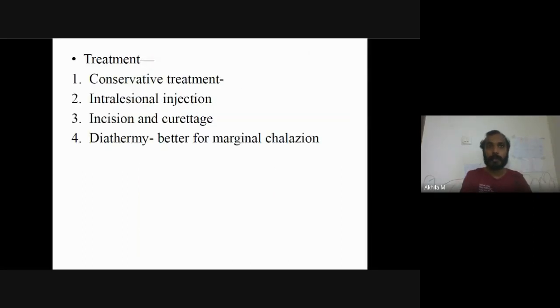Then what treatments can we advise? Some conservative methods, like applying hot water fomentation, that is swedana, or massage over it, will give some relief. Or some intralesional injections. Even if it is not subsiding with conservative treatment, we can do incision and curettage, like a bhedana karma. Or some diathermy procedures can be applied, whether it is a marginal chalazion.